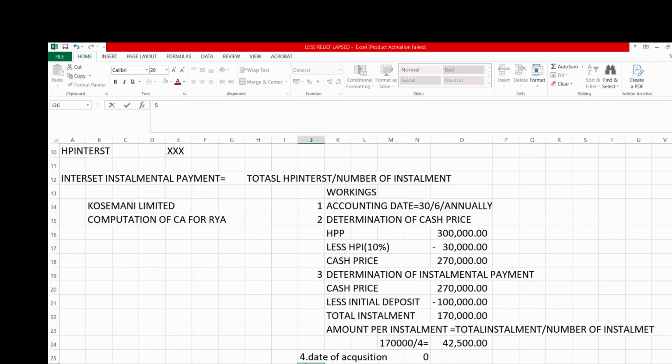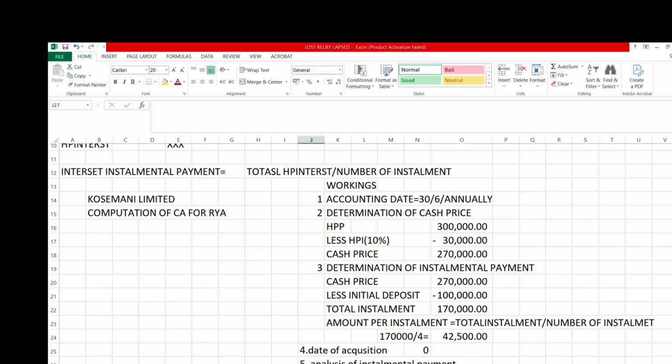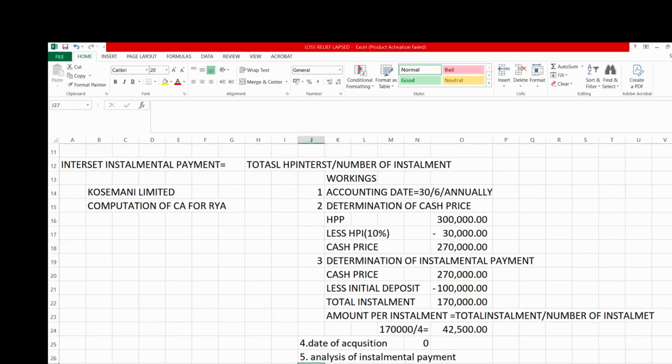So we now need to analyze. We now have a working file: analysis of installment payments, to know which year each installment is going to fall into. We are going to analyze them in tabular form. Then we have the details, and after the details, we have installment date and amount.